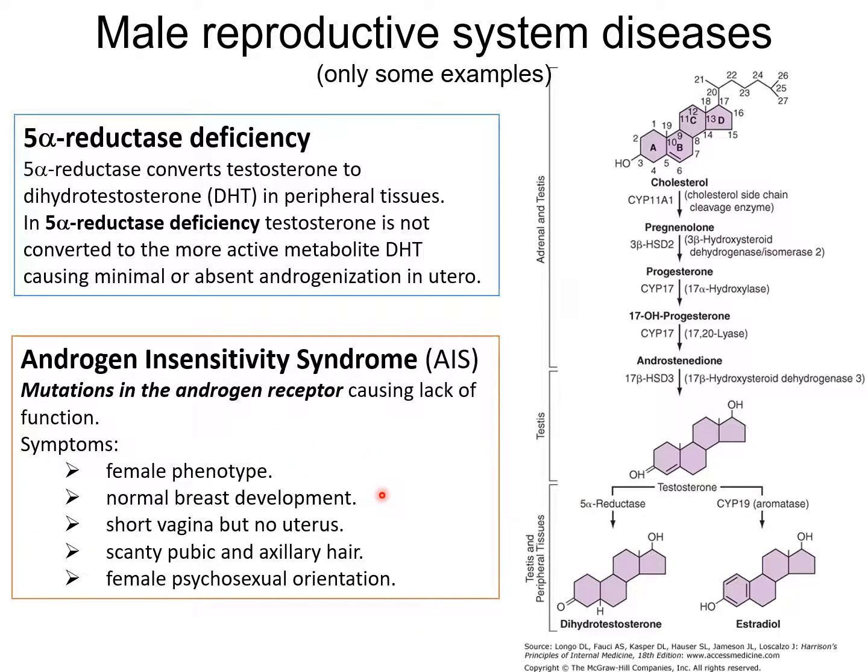You'll have regular breast development. You'll have female sex organs, but no uterus, and you won't have a whole lot of body hair. You'll also have the female psychosexual orientation.